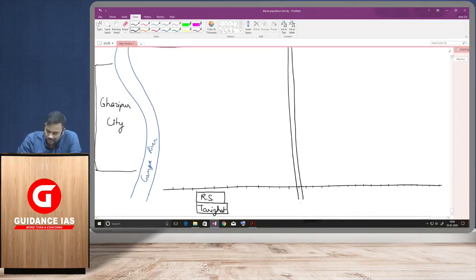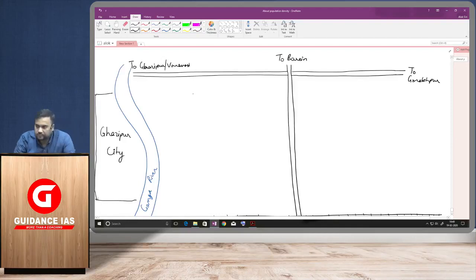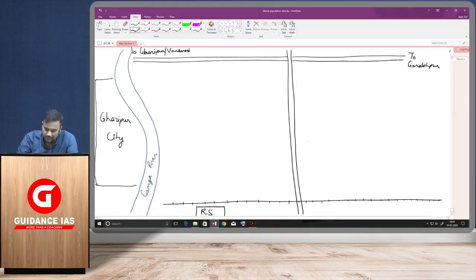So this is a road which is going to a small station, Zamania, and here this is to another place, Bare. This is to Gorakhpur. This is towards Ghazipur, Ghazipur, Varanasi. Now, here is the location of the village.